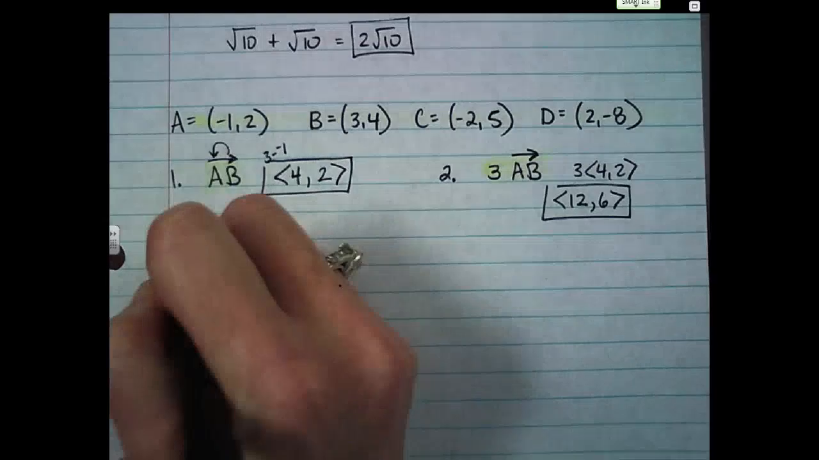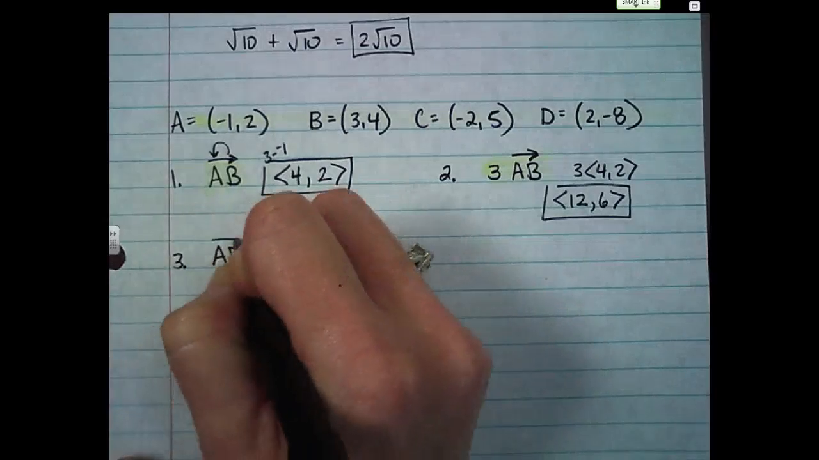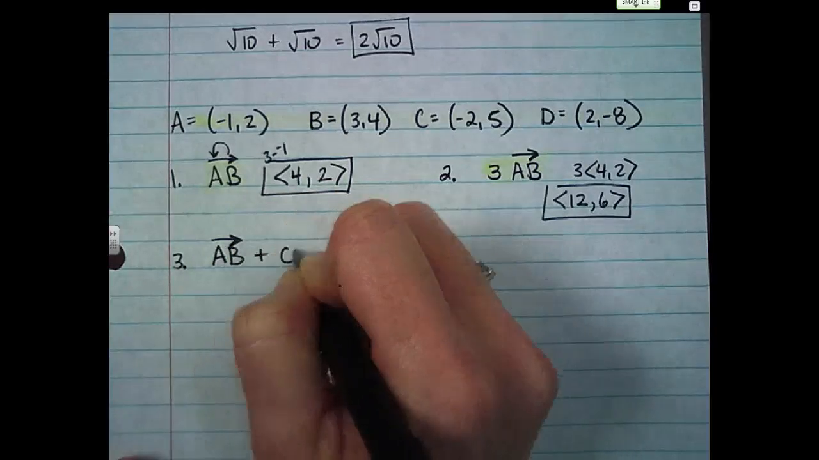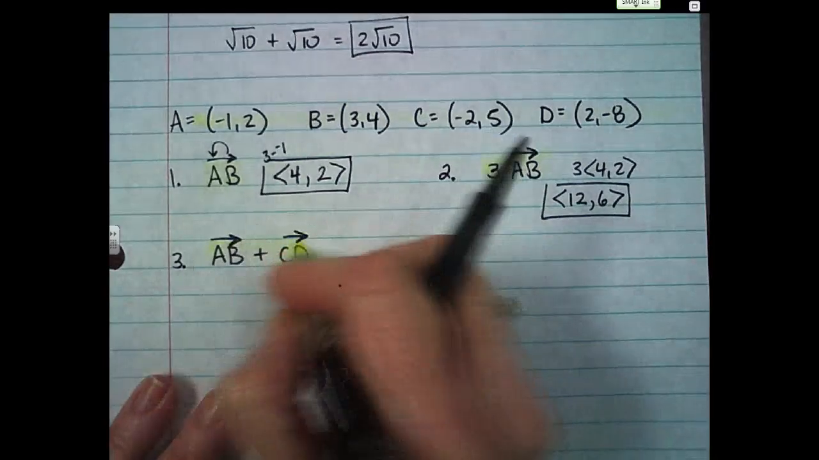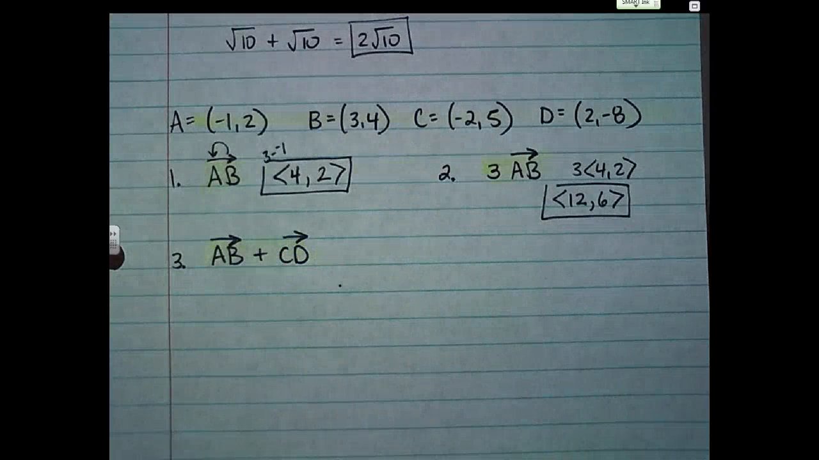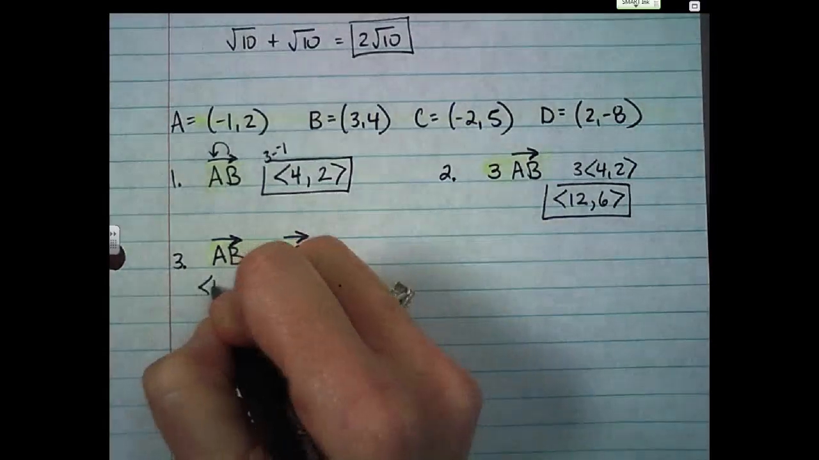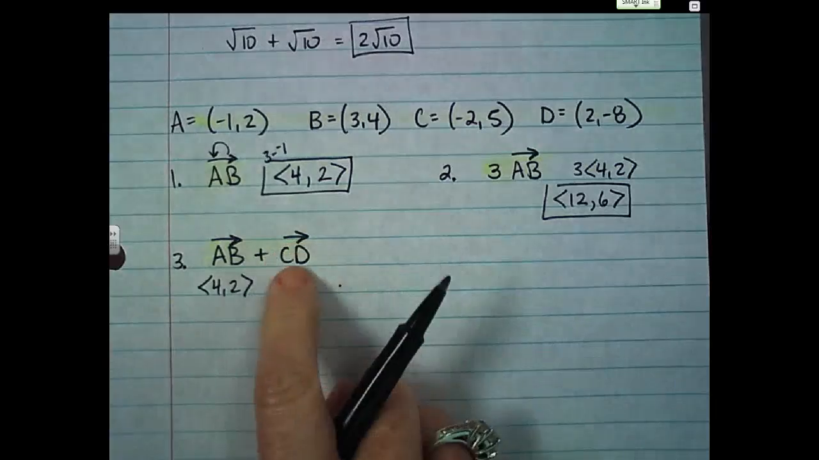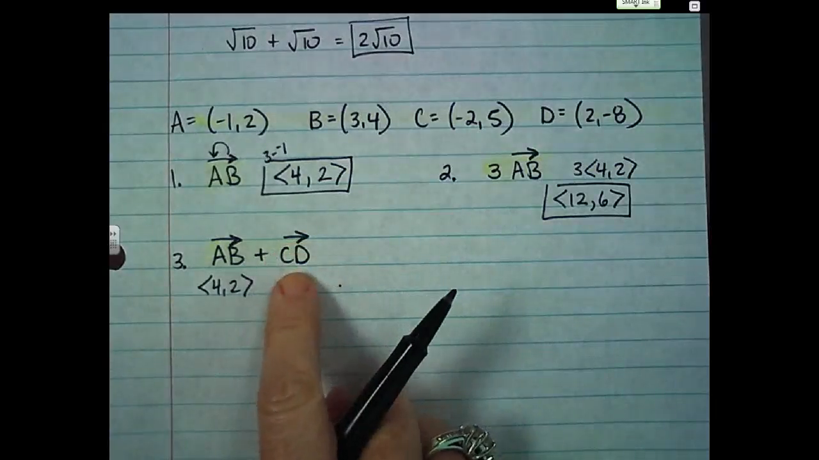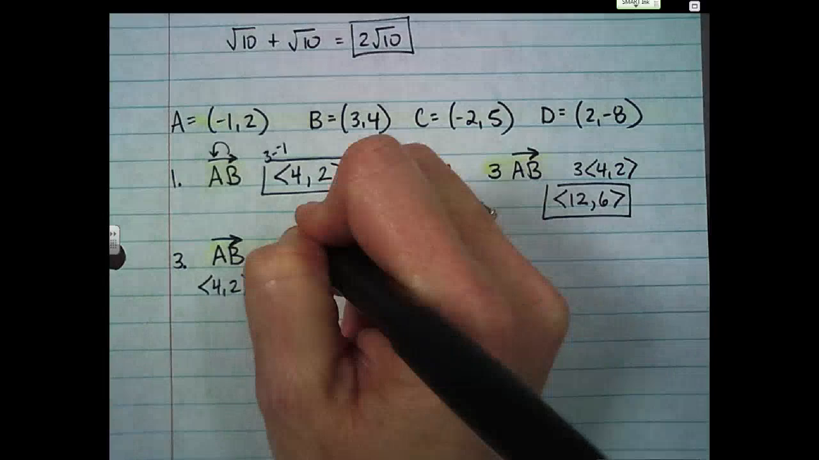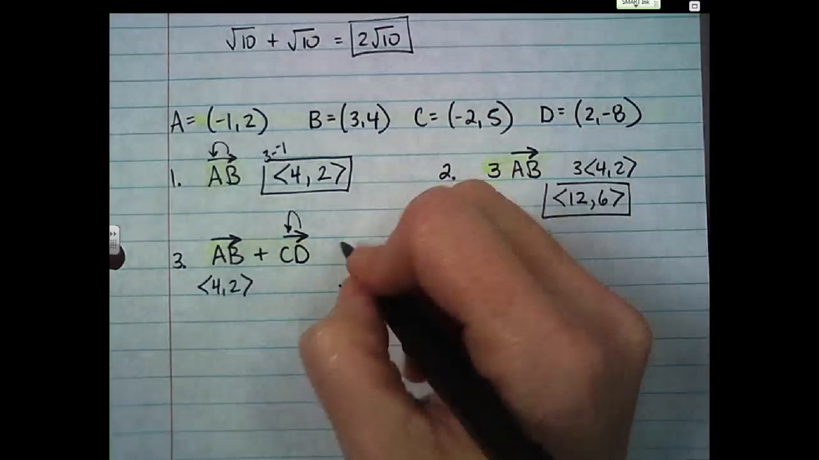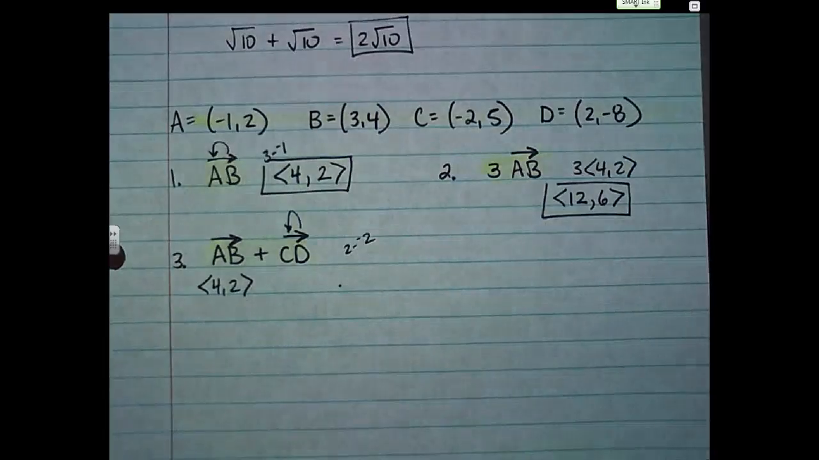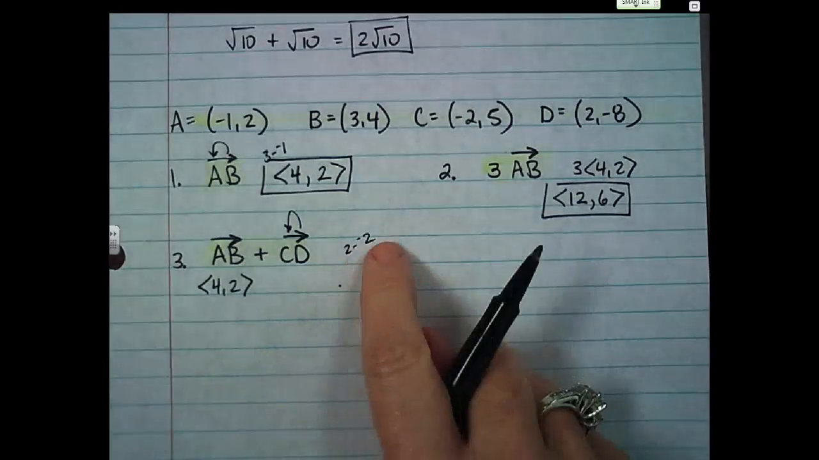Okay, let's go to number 3. Number 3 is AB plus CD. All right, do I already know half this answer? Yeah, use what you already have to do the problems. Don't do them again. Okay, AB we already know is 4, 2. CD we're going to have to find. And remember me telling you, go this way and subtract. So 2 minus negative 2. What would that give us? Wait a minute. 2 minus negative 2. Be careful. 4.